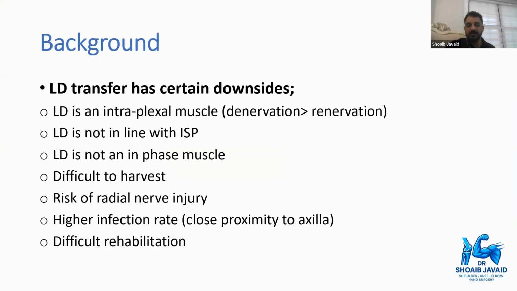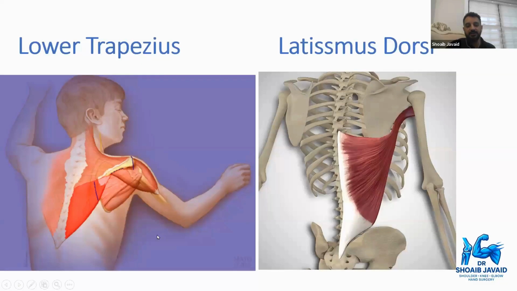LD is an intraplexal muscle, so it undergoes denervation and reinnervation. LD is not in line with the infraspinatus. It is not an in-phase muscle. It is difficult to harvest. There is a risk of radial nerve injury. There is a high rate of infection due to its close proximity to the axilla, and the rehab is difficult. Now, if we look at this photo from Mayo Clinic, Dr. Basim Hassan's article, the lower trap is in line with the infraspinatus, whereas the LD comes from down and goes up.